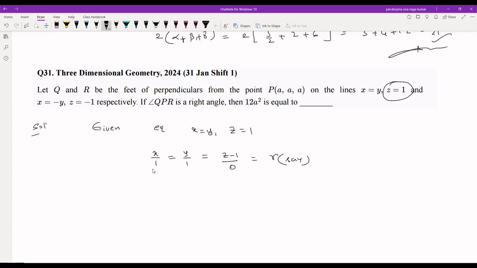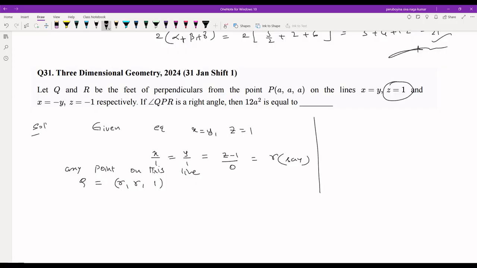So he's saying the Q point lies on it. So the Q point will be r comma r comma 1, of course. 0 into r is 0, and 1 is any point. Any point on this line.